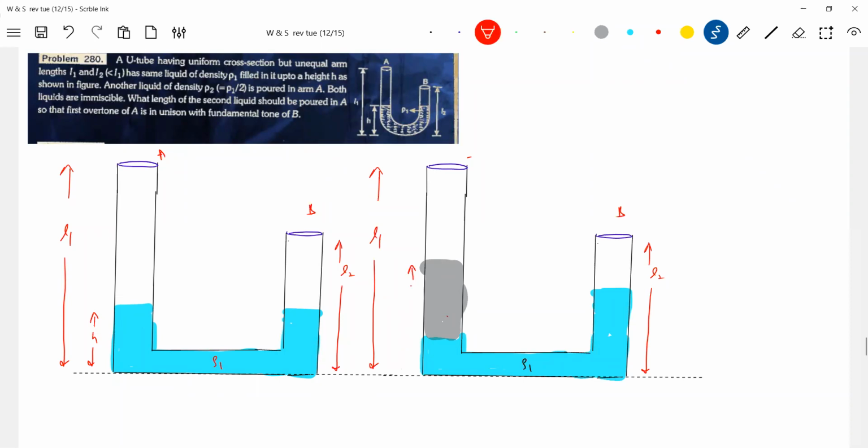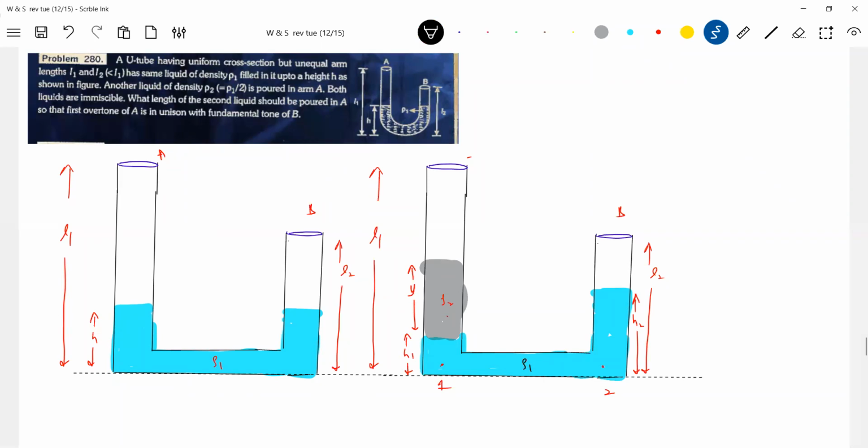You can take any symbol. Let me take this as H1. This will be H2. So the density of this will be rho 2, which is rho 1 by 2. So the pressure at this point should be equal to the pressure at this point. First we'll equate the pressures and see what we get.